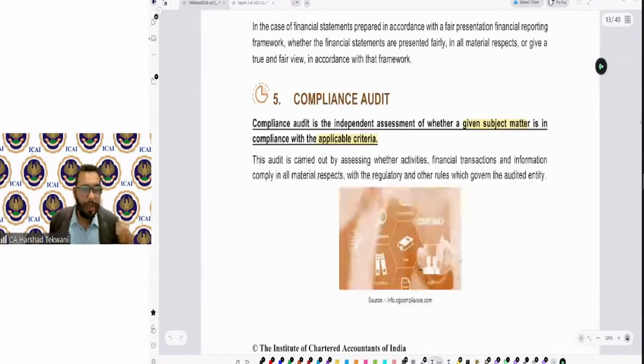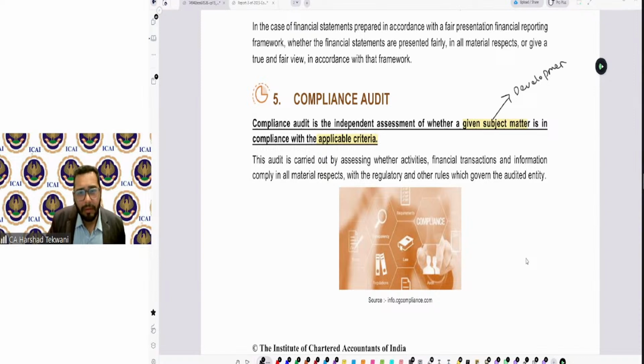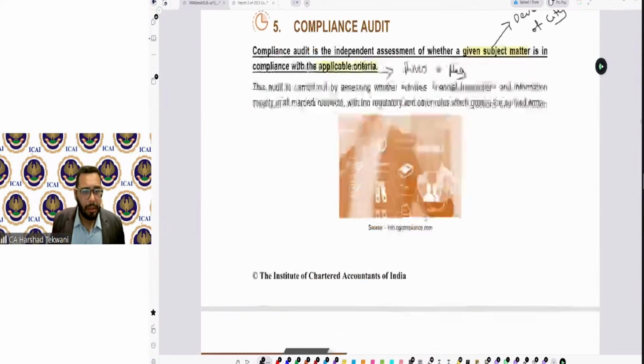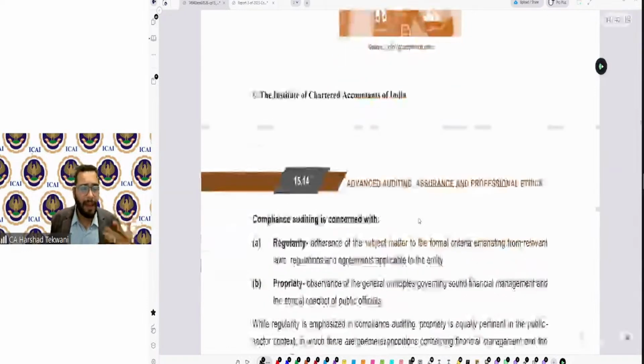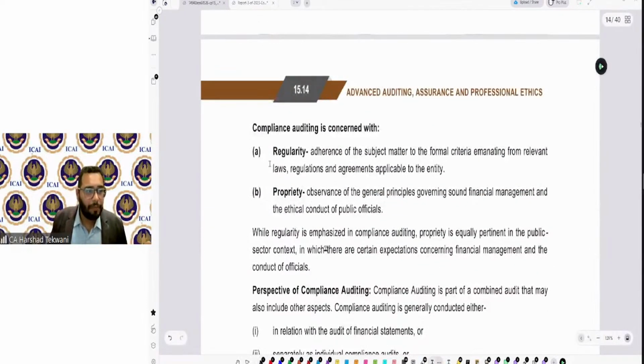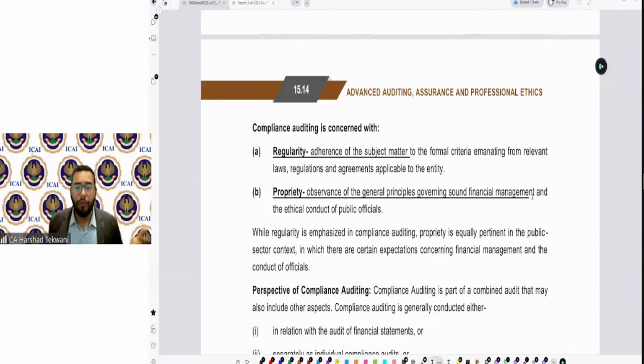Basically, what they do is they have a given subject matter, for example, development of a city, and they have applicable criteria as the rules and regulations to develop that. Okay. And they then verify regularity with respect to adherence to the subject matter. For example, whether these rules were followed or not. Propriety is observation of general principles governing sound financial management.